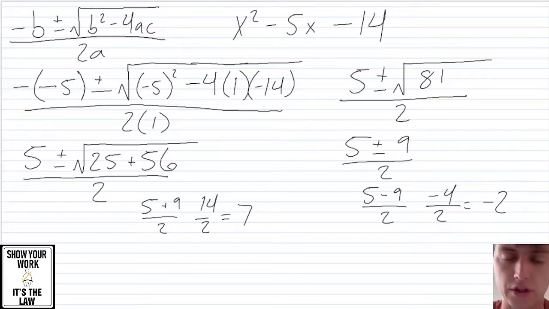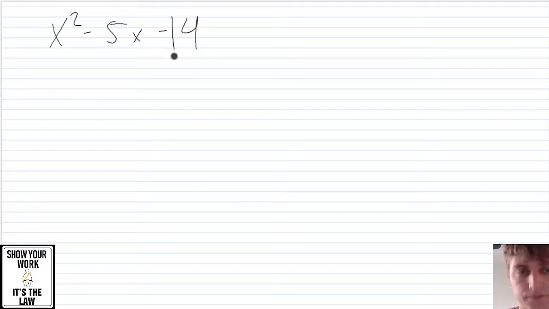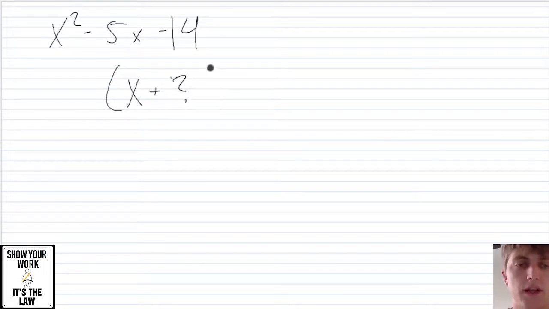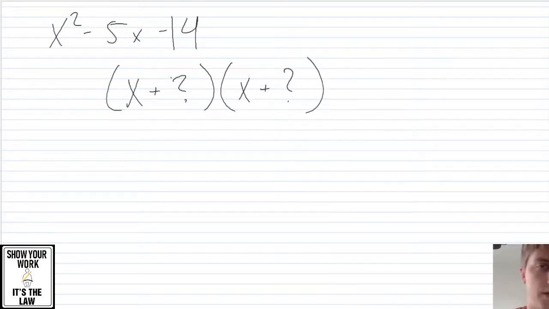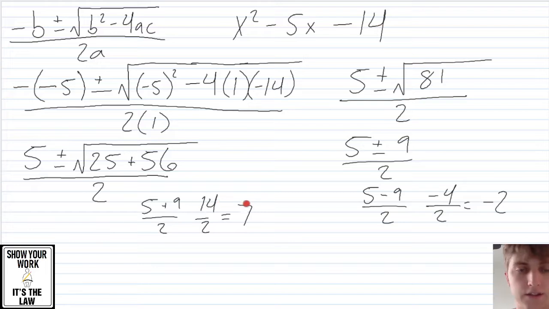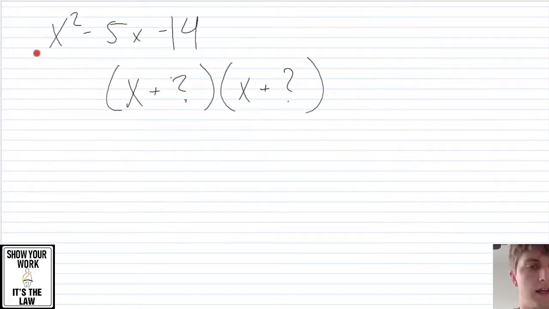All right, now remember the whole point of this was to figure out how we can turn x squared minus 5x minus 14 into two things being multiplied together. So x plus something, times x plus something else. All right. So right here, this tells us that one of our x's equals 7 and one of them equals -2.